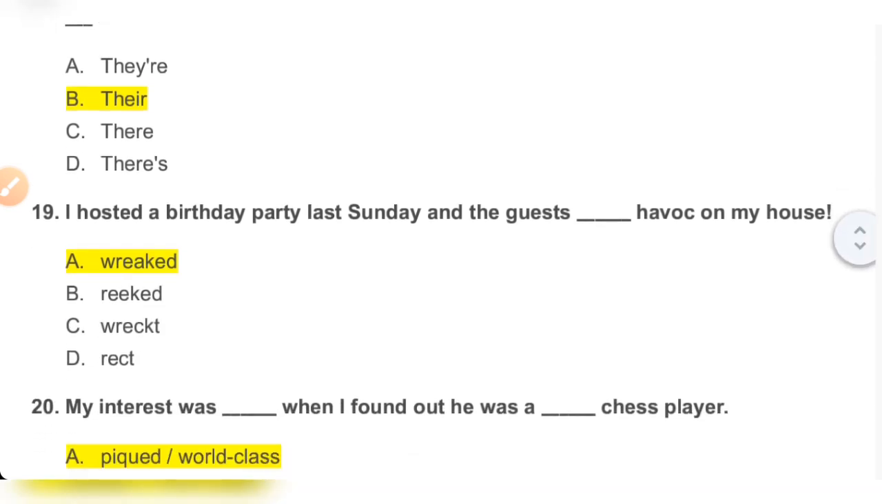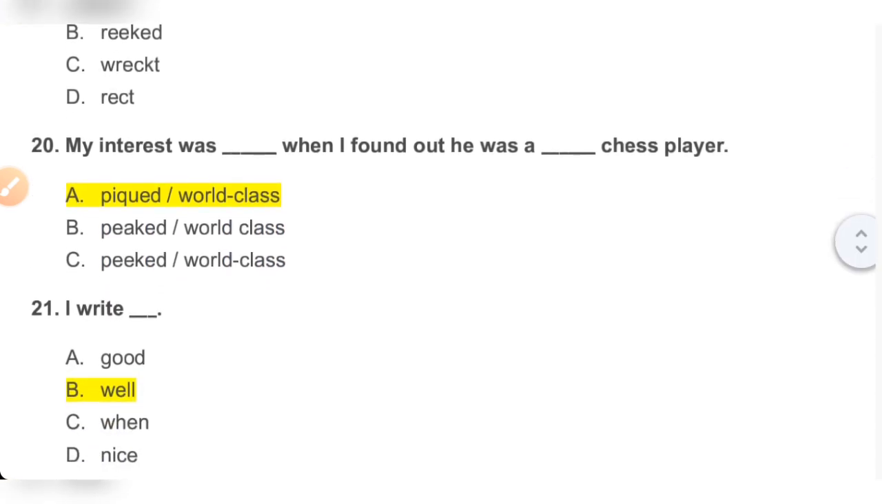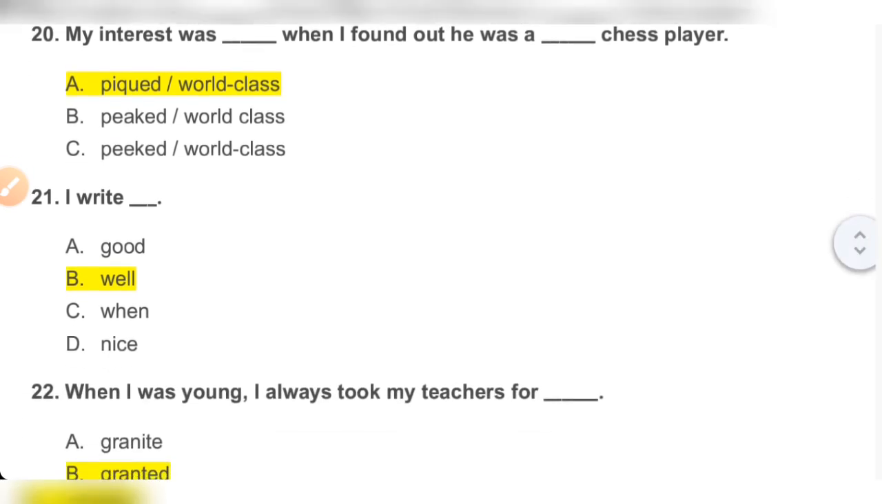19th question is, I hosted a birthday party last Sunday and the guest on my house. Correct option is A. Then 20th question is, my interest was when I found out he was chess player. This question's answer is A.